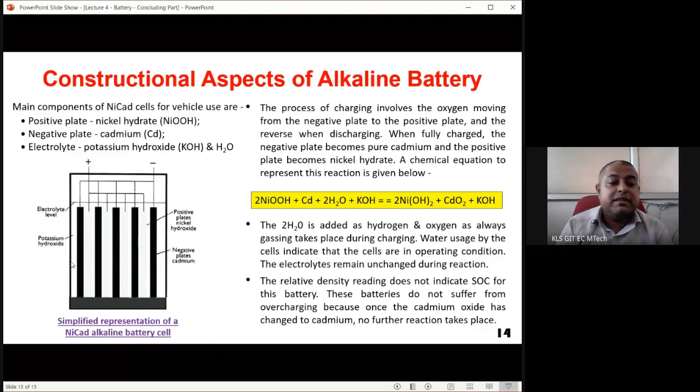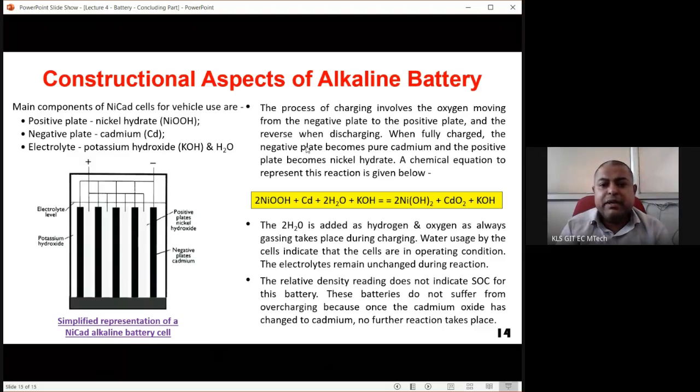So you can see here the black things are actually the negative plates, and the white things in between are actually the positive plates, or nickel hydroxides. And there is an electrolyte. All these things are submerged in the electrolyte, and the electrolyte is nothing but water and potassium hydroxide. So this is a simplified representation of a NiCad alkaline battery cell. The process of charging involves oxygen moving from the negative plate. So from all these black negative plates, oxygen is moving, and the reverse when discharging. So oxygen is absorbed by these negative plates when discharging.